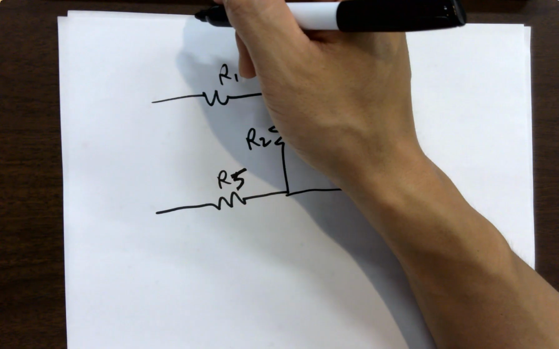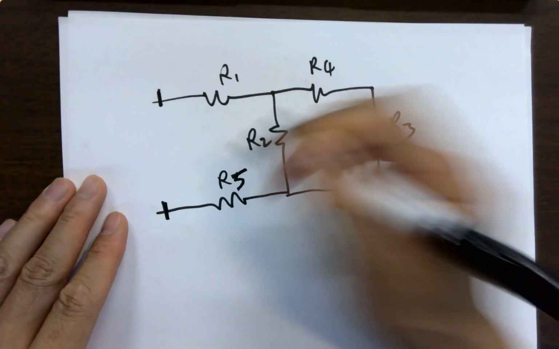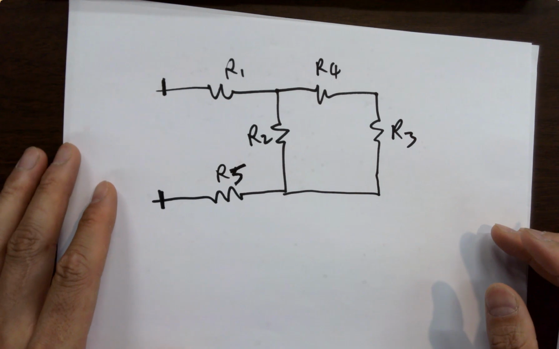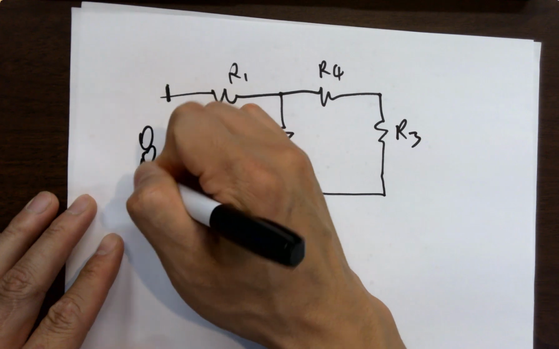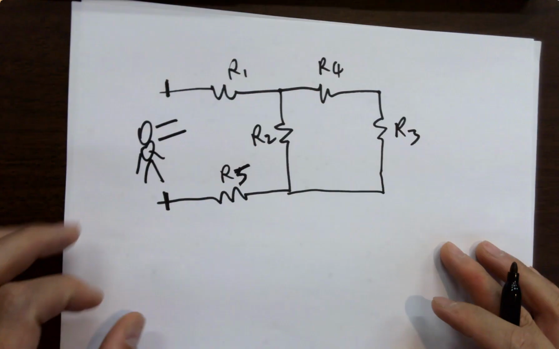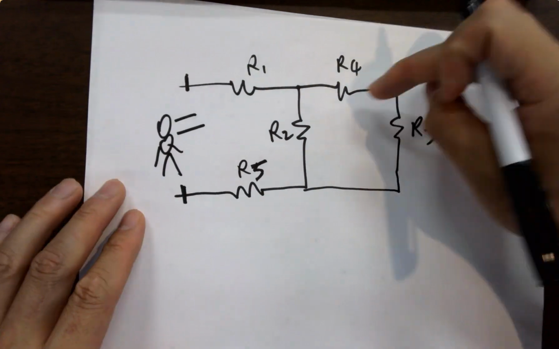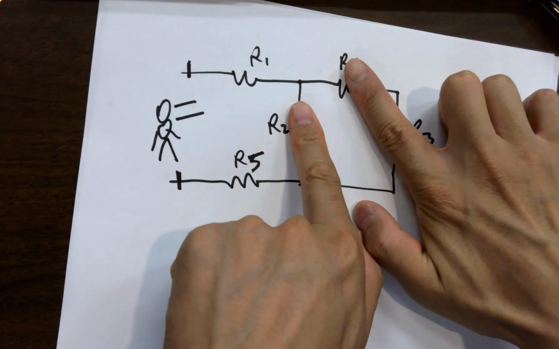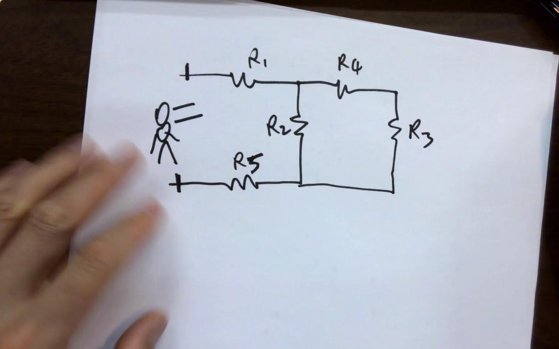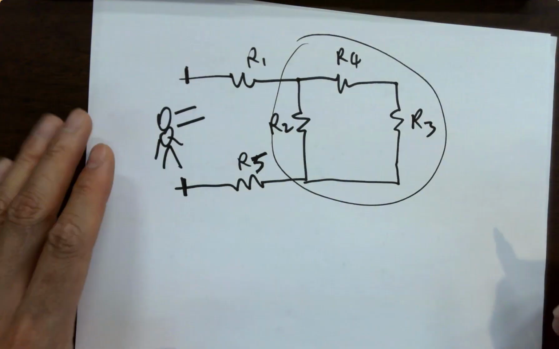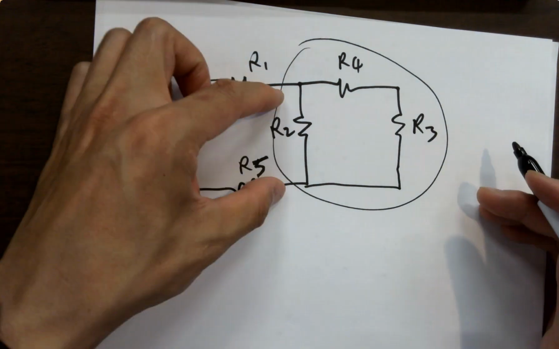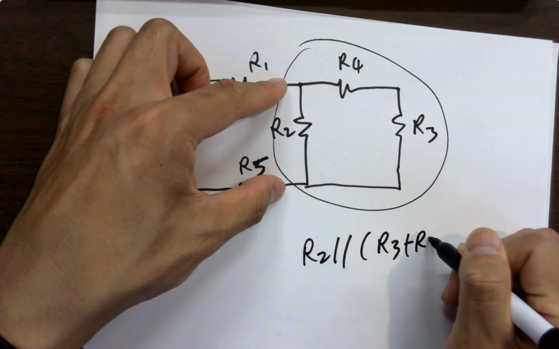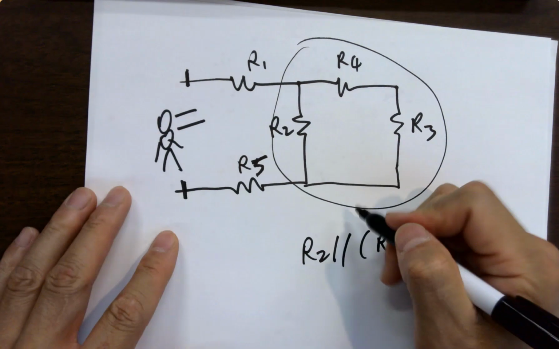Just asking you the equivalent resistance. So you're looking from here, right? Equivalent resistance. So these are in series, right? And then parallel, okay? So what's the equivalent resistor of these components? You're looking from here. That's R2 in parallel with R3 plus R4, right? That's the overall resistance here.